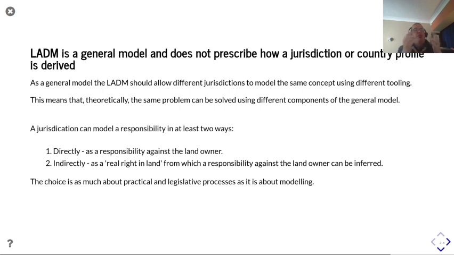So we've shown that a jurisdiction, using the components within the LADM, can model responsibility in at least two ways. That is directly as a responsibility against the landowner, using the responsibility element of the RRR component, or indirectly as a real right in land from which a responsibility against the landowner can be inferred. The model allows both approaches to be used, which is great. That means the model is flexible. The choice isn't necessarily about the model per se, it's about the practicalities and the legislative processes within the jurisdiction in which this is operating.